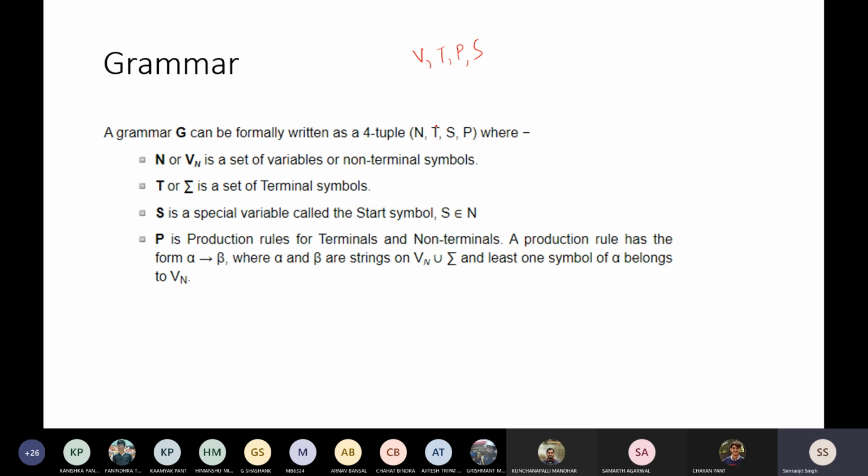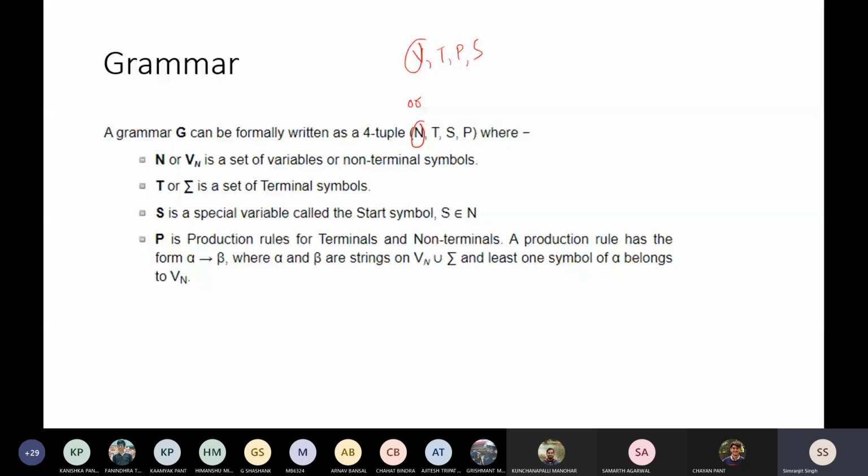So it can be arranged in any kind of format. So N, T, S, P, it's the same thing, and I think N is not there. Just let me see. V, T, P, and S. Okay, just let me see. Yeah, so there is an extra there. I will tell you about this.